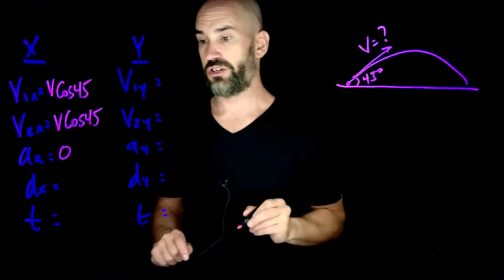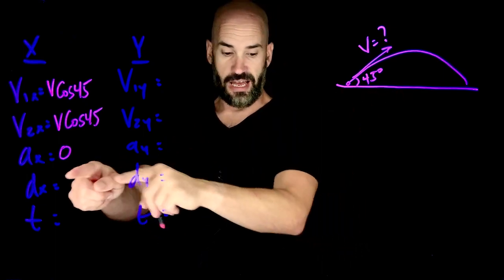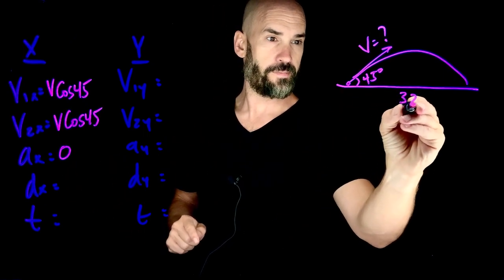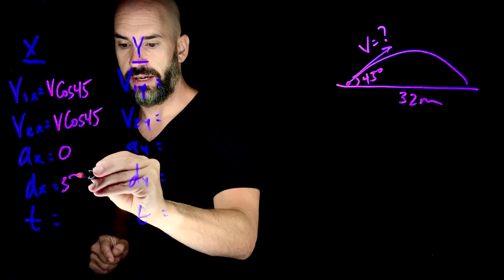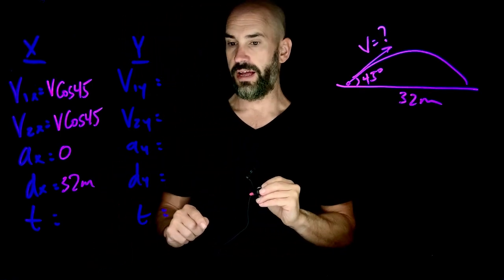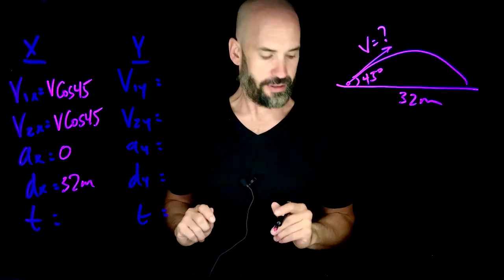Ax, the acceleration in the x direction, must be 0. And the range on Earth was 32 meters. Okay, so I'm just going to put 32 meters right there. All right, time we don't know yet. We'll probably have to find it out.